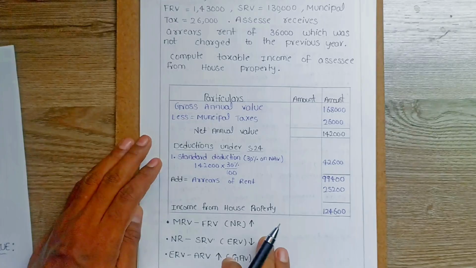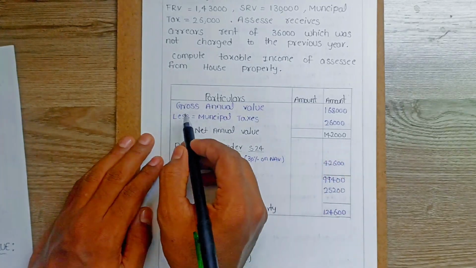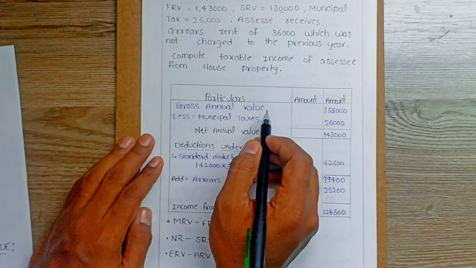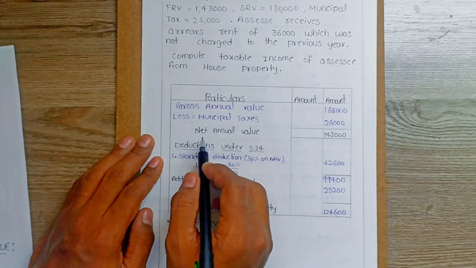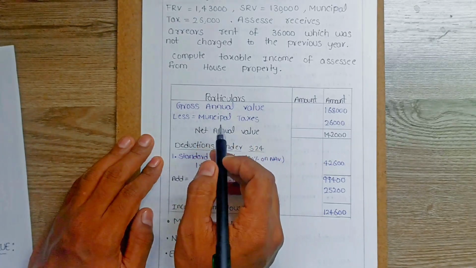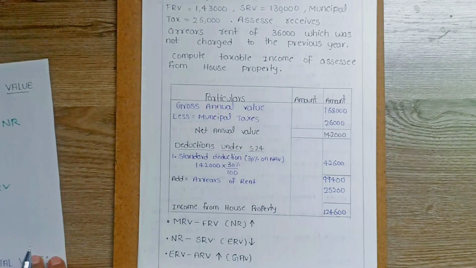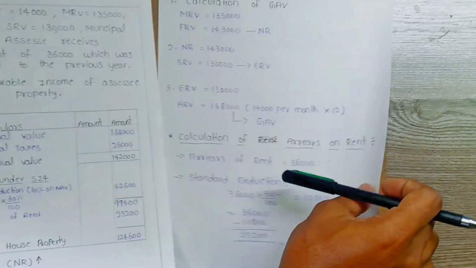Now this is the proforma. Particulars, amount. It is very easy. First we need to find out the gross annual value. Then we need to deduct municipal tax and simply we get the net annual value. This is the first step. To find the GAV, we need to do working notes.